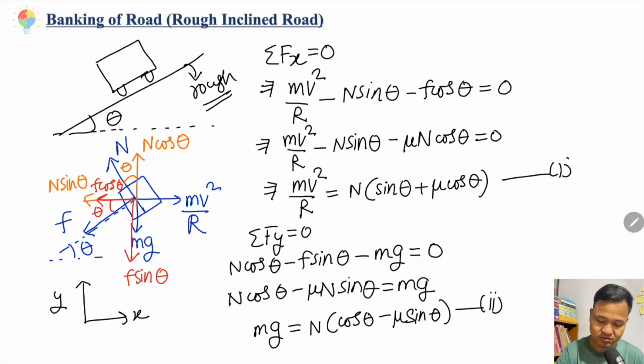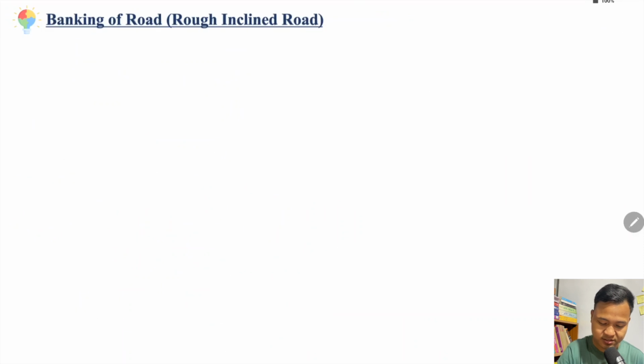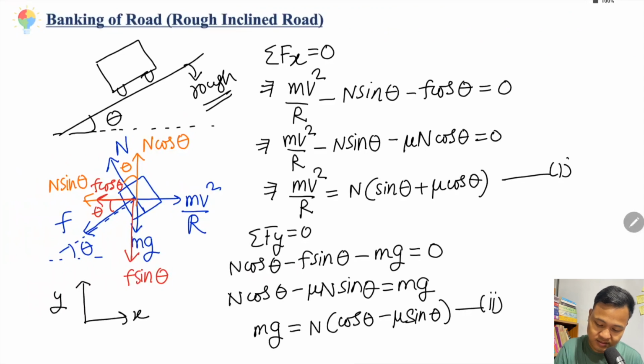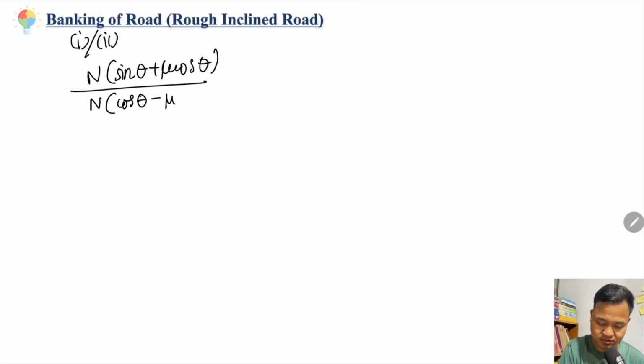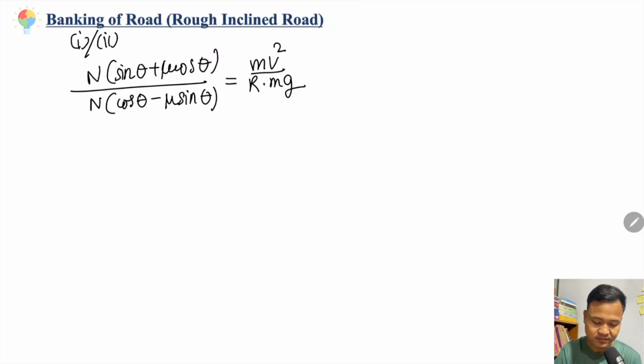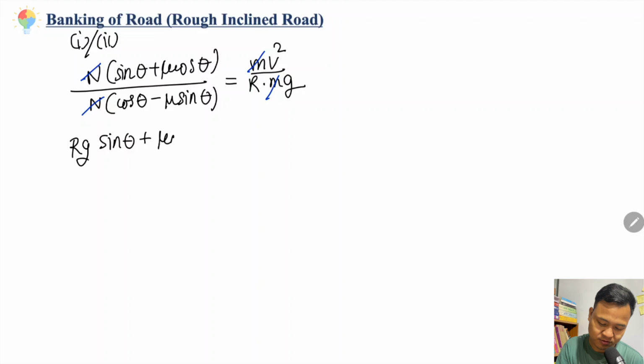Okay, now you divide equation 1 by equation 2. So N into sin theta plus mu cos theta, divided by N into cos theta minus mu into sin theta, should be equals to mv square divided by r into mg. Okay, so N gets cancelled out. M gets cancelled out. So that means I will have rg. You transfer along this side. So you have rg into sin theta plus mu cos theta.